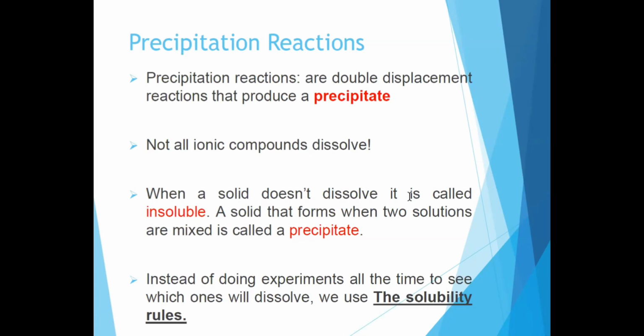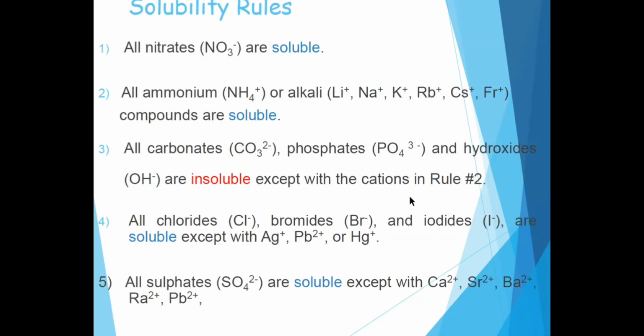Now, how do we know, without carrying out individual experiments, what substance is going to be liquid, what's going to be gas, what's going to be soluble, what's going to be insoluble? We look at what we call our solubility rules. So these rules are very important, and it's a must that we remember these rules.